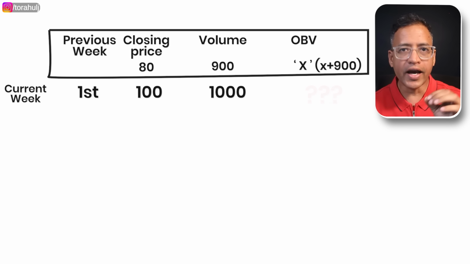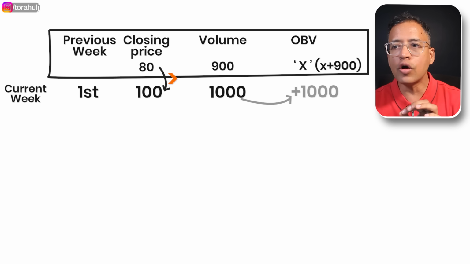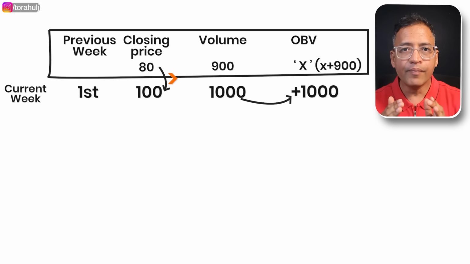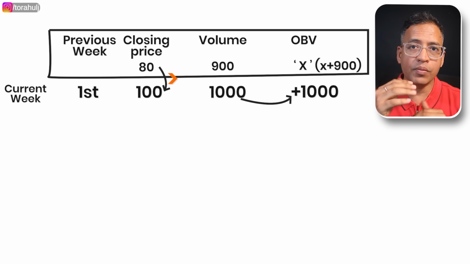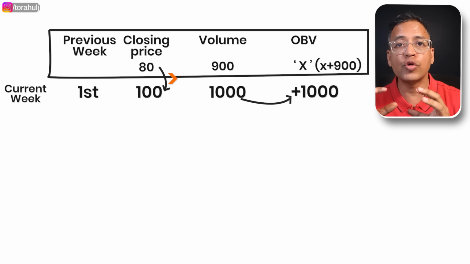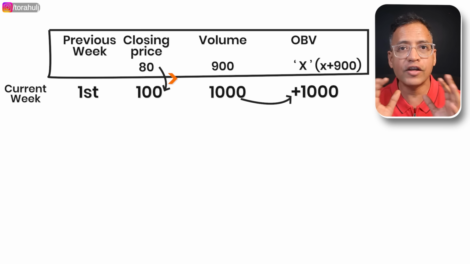Because 100 is higher than 80, so the closing price is higher than the previous closing price, this 1000 will get added into the on balance volume. Right? What is it showing you? That on Monday, since the stock closed higher, it means the stock had a lot of strength inside it. And that 1000 volume is showing you that a lot of buying happened in the stock, right? So the stock is looking very strong, right?